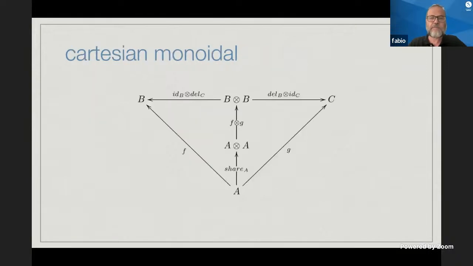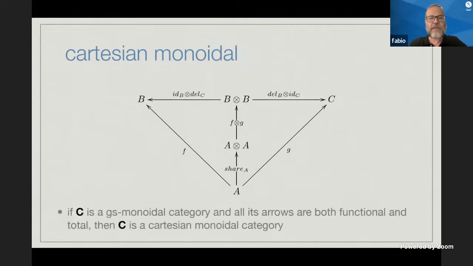Well, by the way, this is why it is Cartesian monoidal, how you can get the unique arrow which is linked to a pair f, g: you share, then you do the duplication of f and g, and then you apply the two deletions. Okay? It is an easy calculation to show that it is actually the unique one.